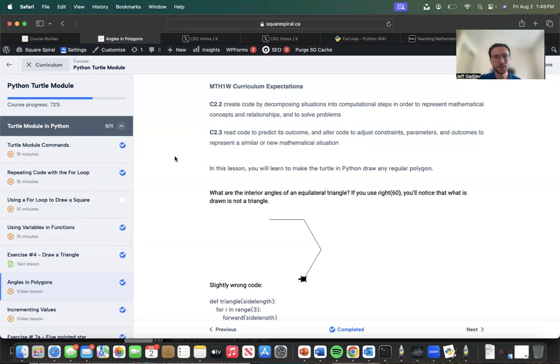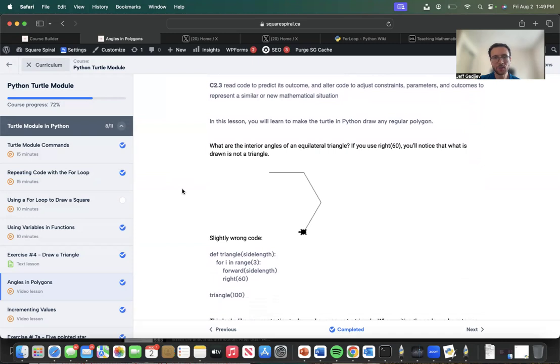In this lesson, you're going to learn how to make the turtle in Python draw any irregular polygon. So from the previous lesson, you were asked to write a program that would end up making the turtle draw a triangle, an equilateral triangle. Now, what are the interior angles of an equilateral triangle? If you use the command write 60, you'll notice that what is drawn is not a triangle.